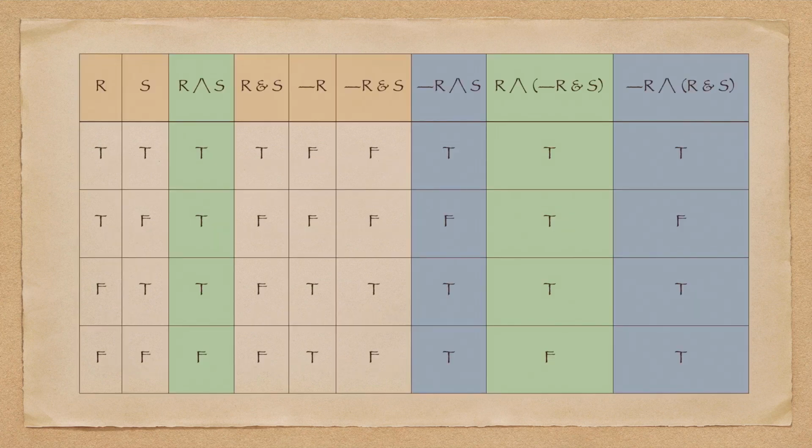Again, we have 4 possible outcomes because we are only analyzing 2 statements. We have a very simple disjunction set up in the third column, R or S, which is true in the first 3 possibilities and false in the last one. In column number 4, we have a conjunction, R and S, which is only true if all parts are true, so the first row is true and the remaining 3 are false. We have denied R in the 5th column. That leaves us with the opposite values of the first column.